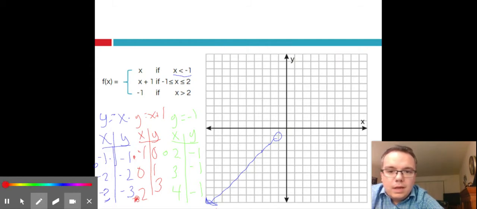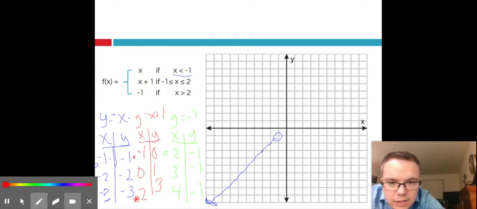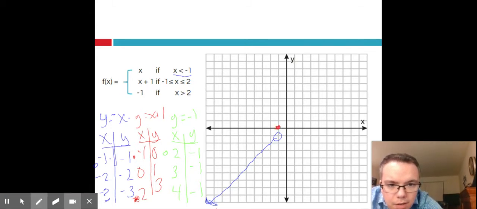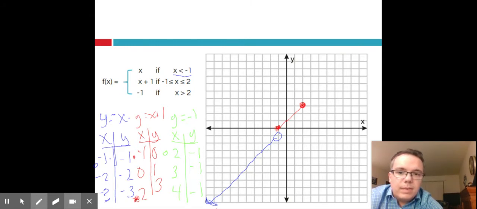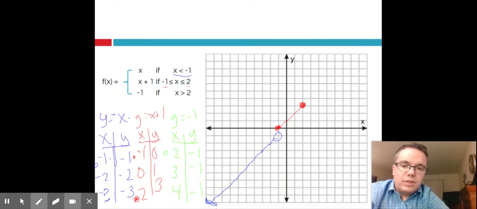Second part, it looks like I have -1, 0, and I have a closed dot there. All right, and then 0, 1 is normal, and 2, 3 is a closed dot. So it looks like we have this line. All right, so notice when we have two ends to our inequality, we have two ends to our graph. Here we had one end, so we only had one.